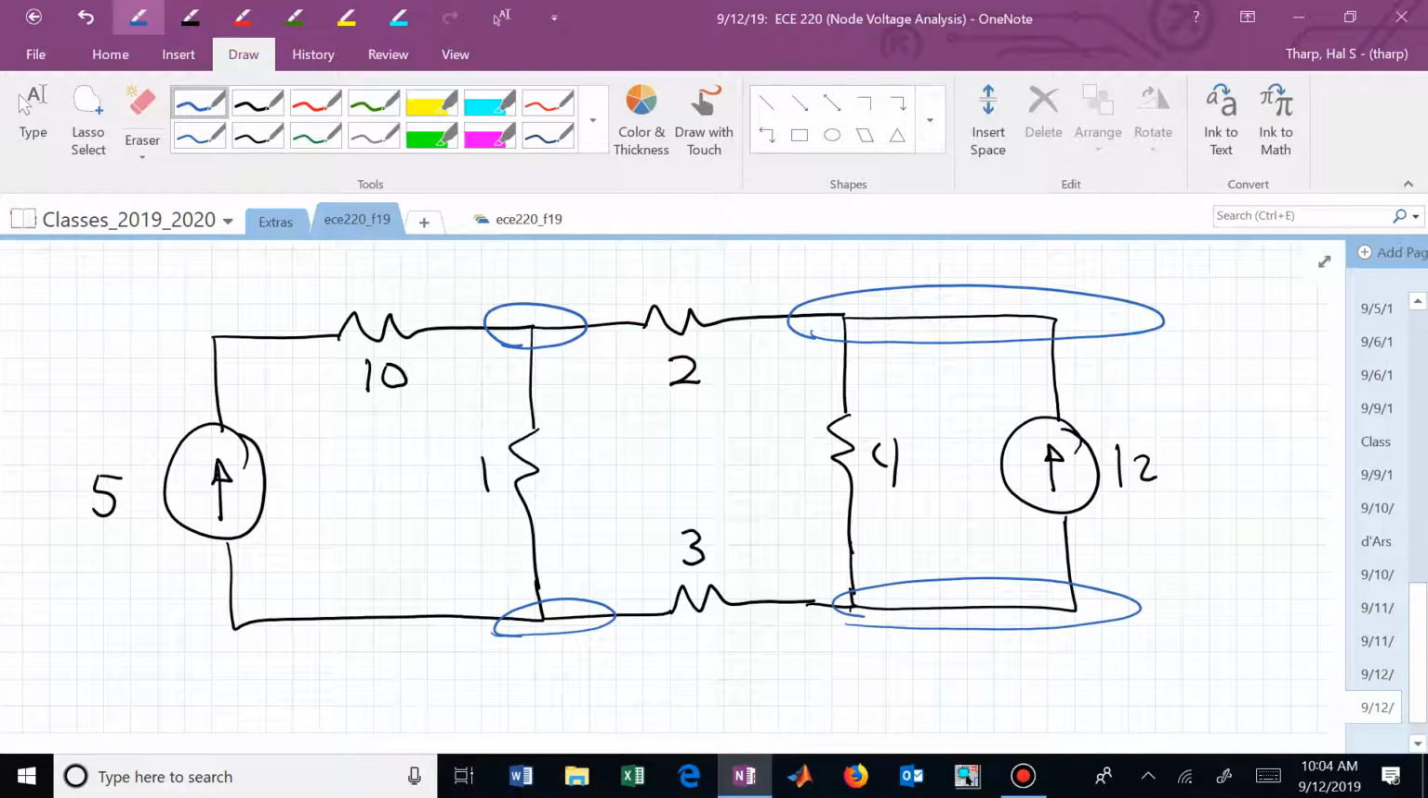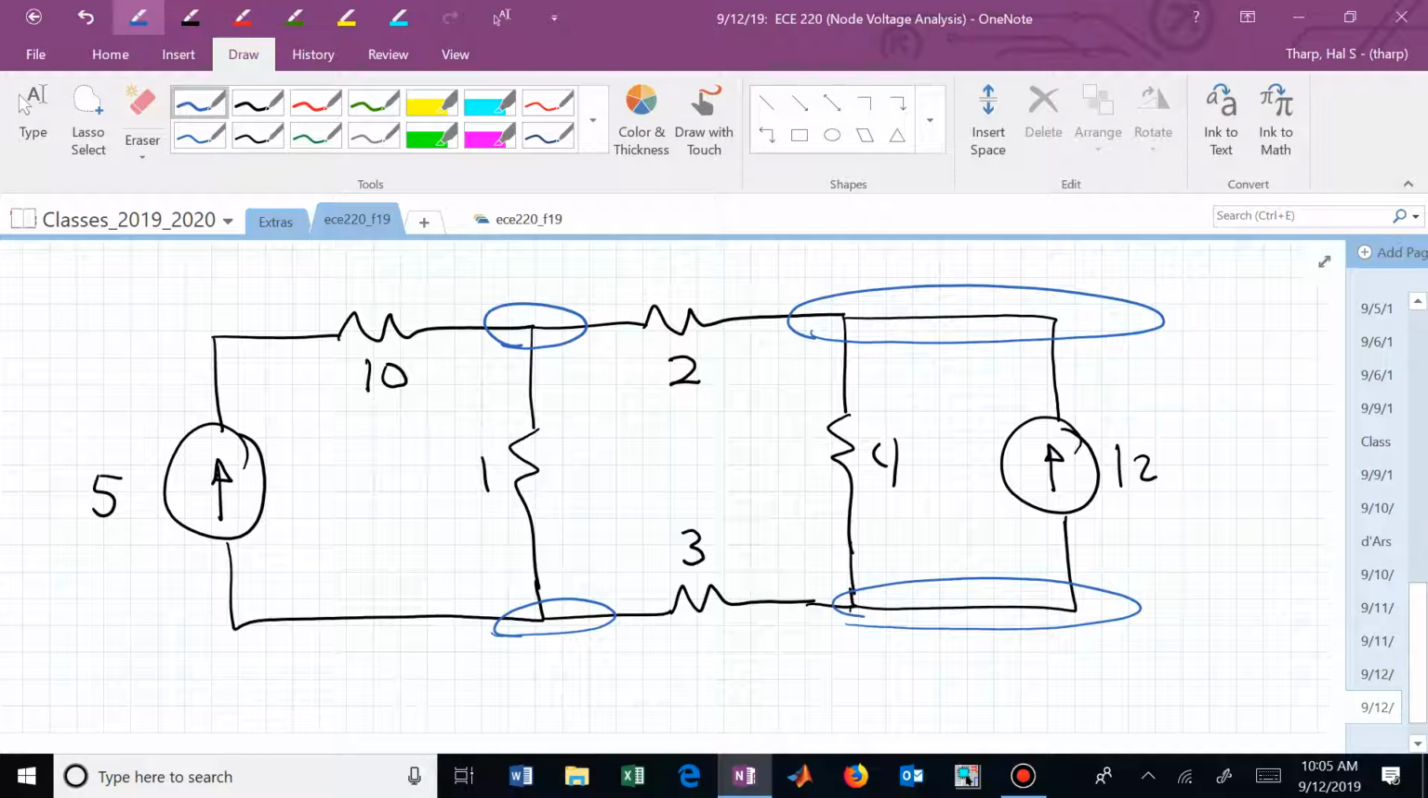How many essential nodes do I have? 4. I need to pick one of those as my reference that I will now connect my black lead to in the lab. That's my reference node. That's my common node. And just the way we learn circuits, we typically feel more comfortable putting the common node close to the bottom, and I'm just going to put it underneath the 12 amp current source. That's going to be my common node.